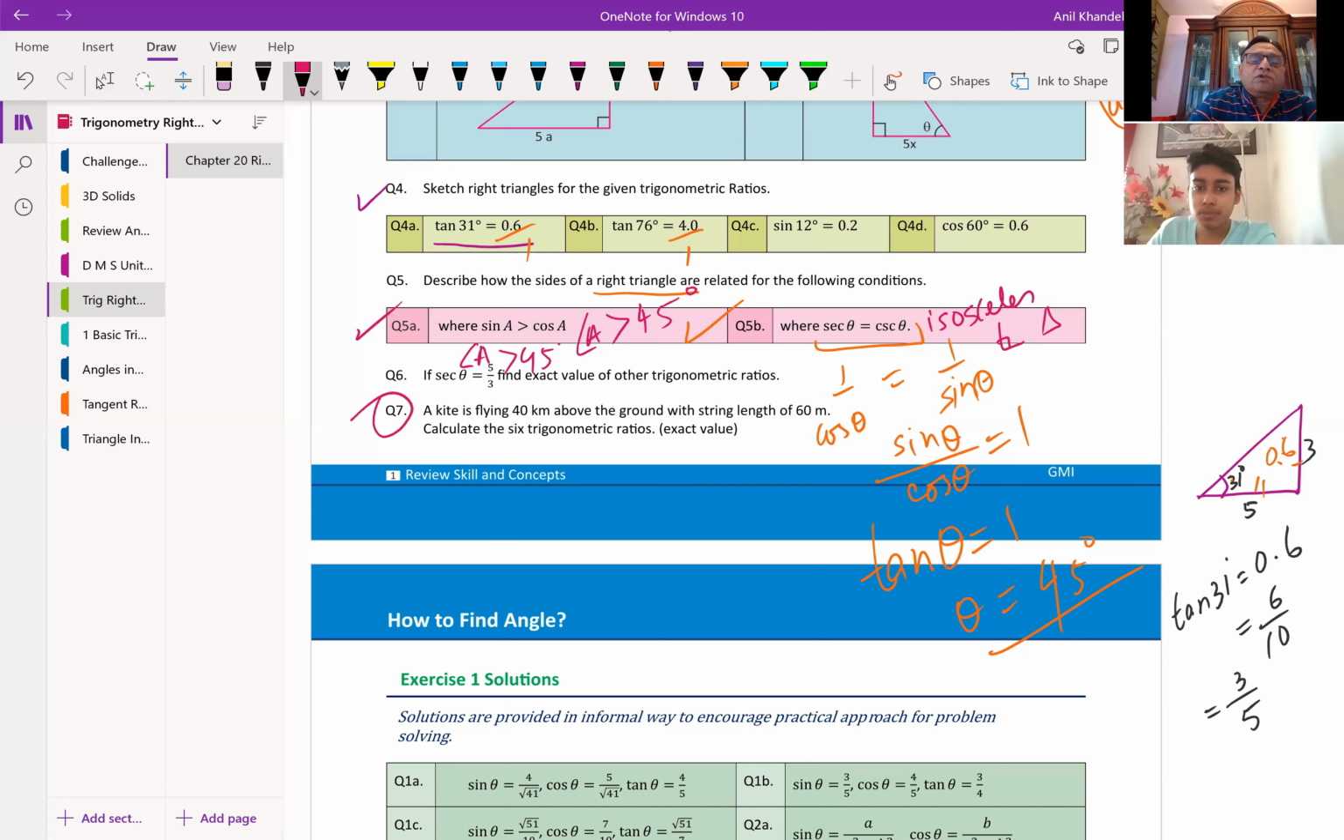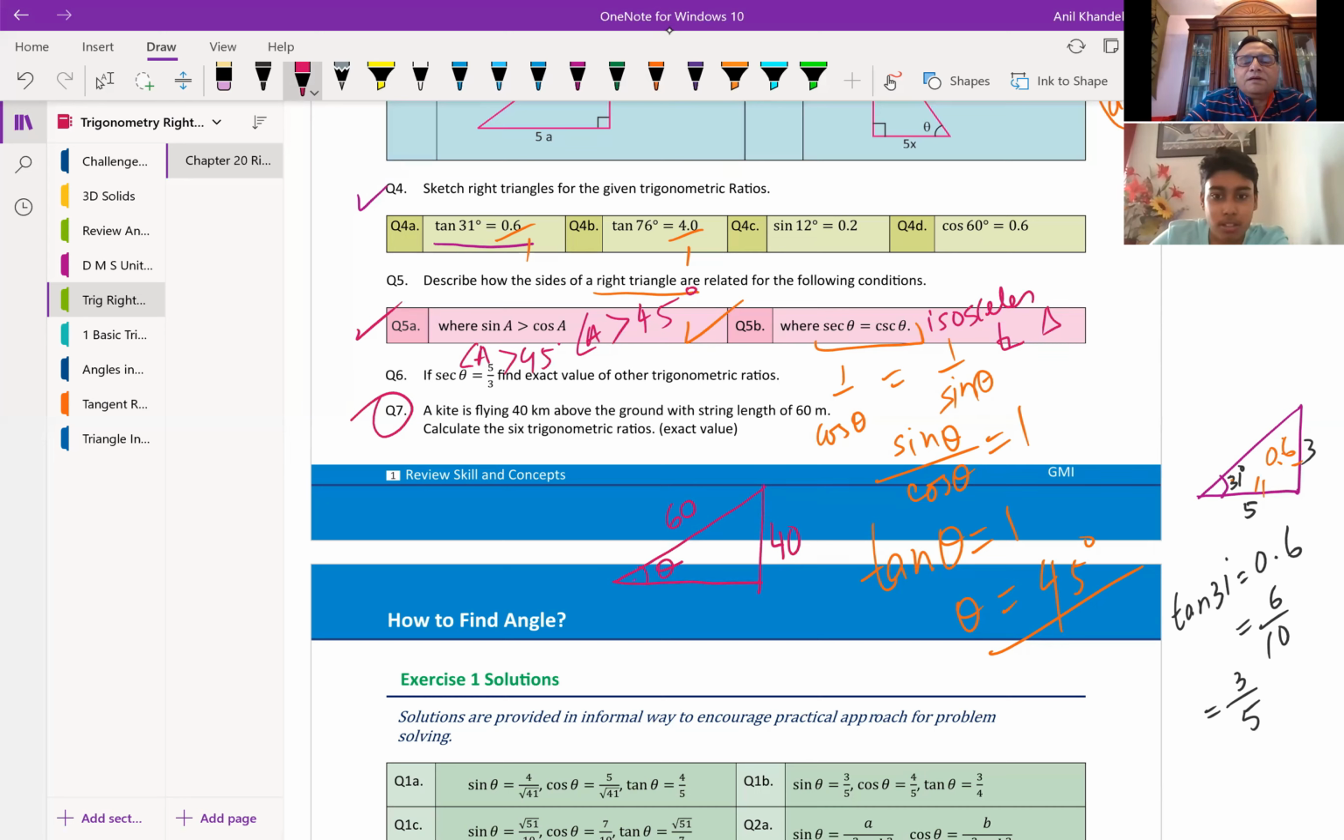Can you please make a note of question number 7? Can you read this question? A kite is flying 40 meters above the ground with string length of 60 meters. Calculate the 6 trigonometric ratios and their exact values. Correct. How will you do it? So 60 meters would have to be the hypotenuse. Then 40 meters would have to be opposite. And then we have to just find theta.